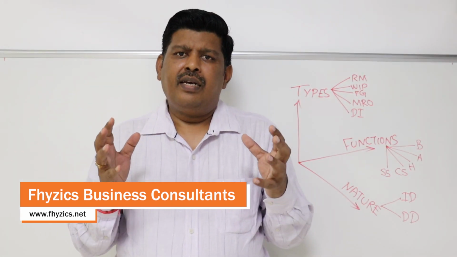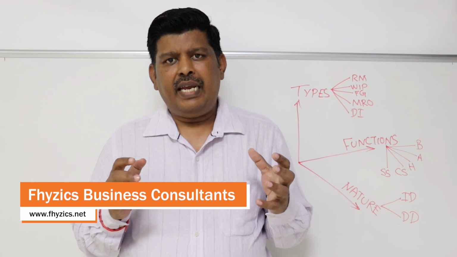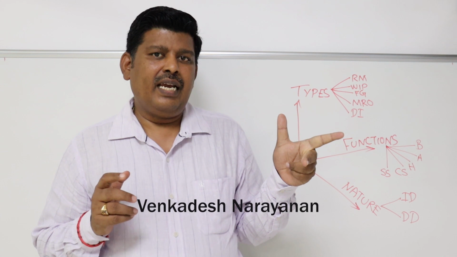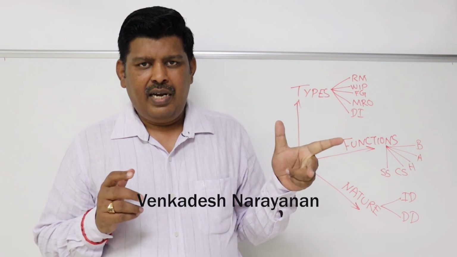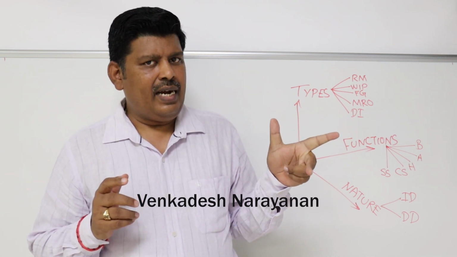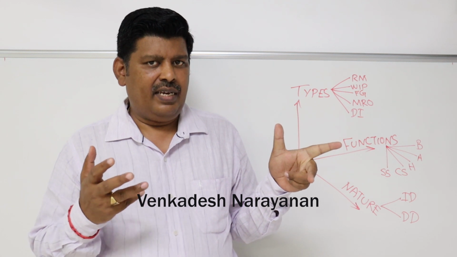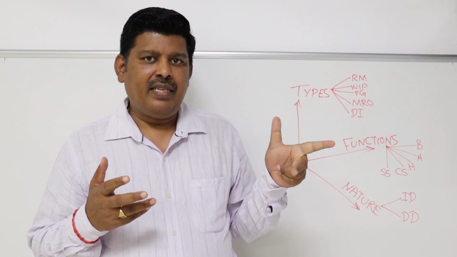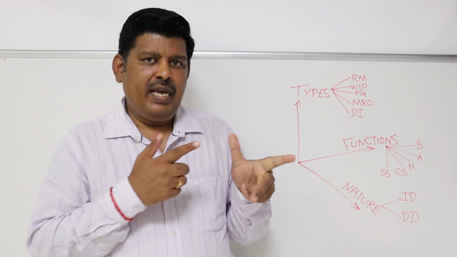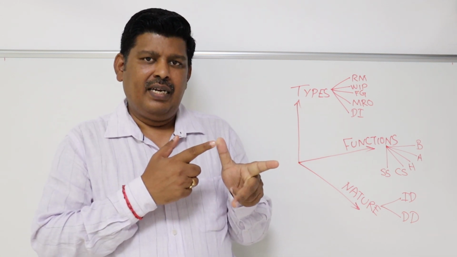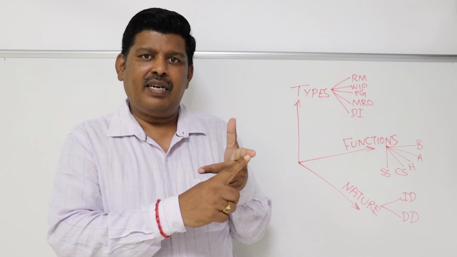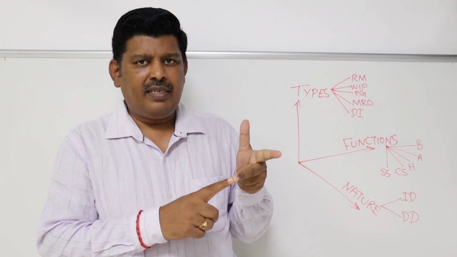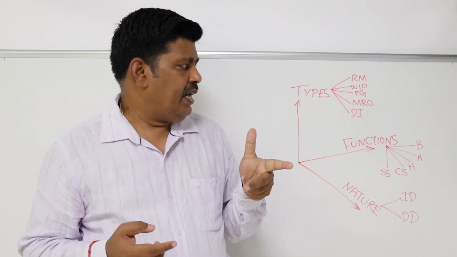How to define inventory? Inventory can be defined using this left-hand rule. We can call this the inventory left-hand rule. And here you are finding these three dimensions. So what I'm trying to say is inventory has to be defined in three dimensions. And the three dimensions are, one is types of inventory, second is functions of inventory, and third is the nature of demand. Now let us deal with this in a detailed manner.